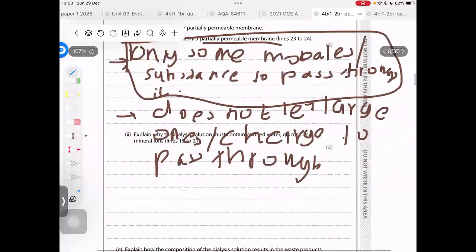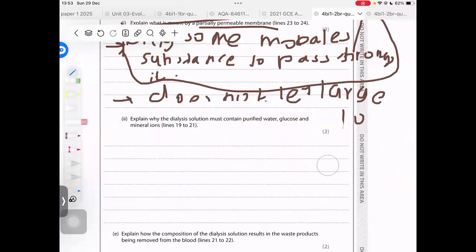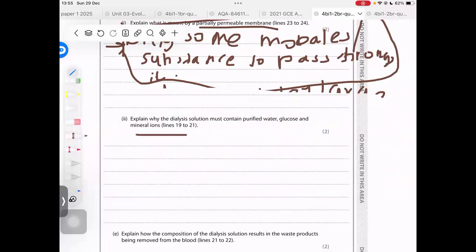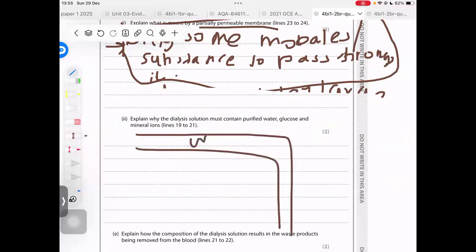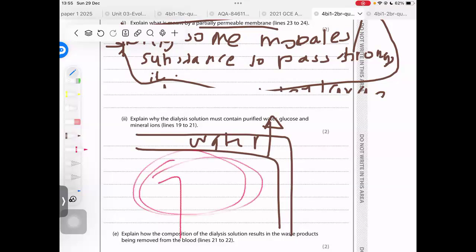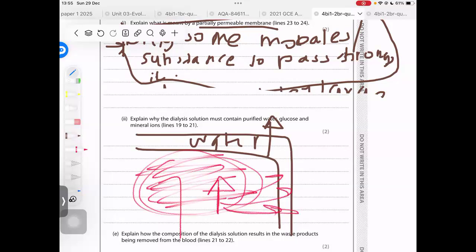Then we can see the next question they're asking. Explain why the dialysis solution must contain purified water, glucose, and mineral ions. When the dialysis solution contains water, the water concentration in the dialysis solution is very high. So when you pass blood, let's assume the water potential of the blood is lower than the dialysis water potential, then the water will move out of our blood. That's not good. We need to retain our water.